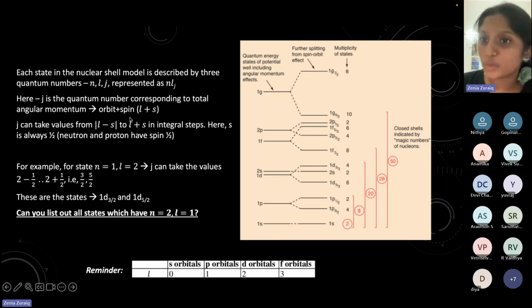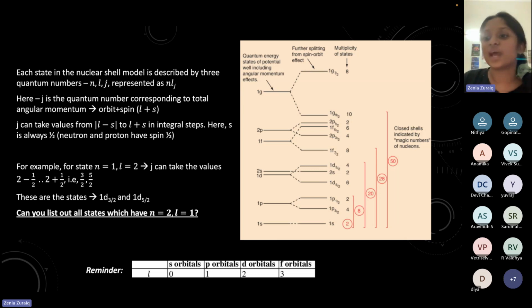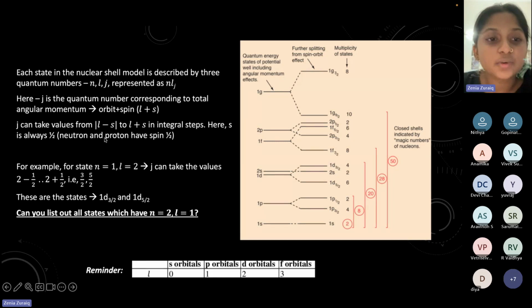Now, when you add angular momentum, it is a vector addition, and it is not like just adding 1 plus 2. Angular momentum addition is a very important topic in quantum mechanics. You will find chapters on it in books, because this is a vector addition, and angular momentum states are also quantized. So when I have L as 1 and S as 2, the answer is not simply 3. There are actually a number of answers. So J can take values from L minus S to L plus S in integral steps. And of course, S is always half, because we are only considering nucleons, neutron and proton, whichever you consider, both of them have spin half.